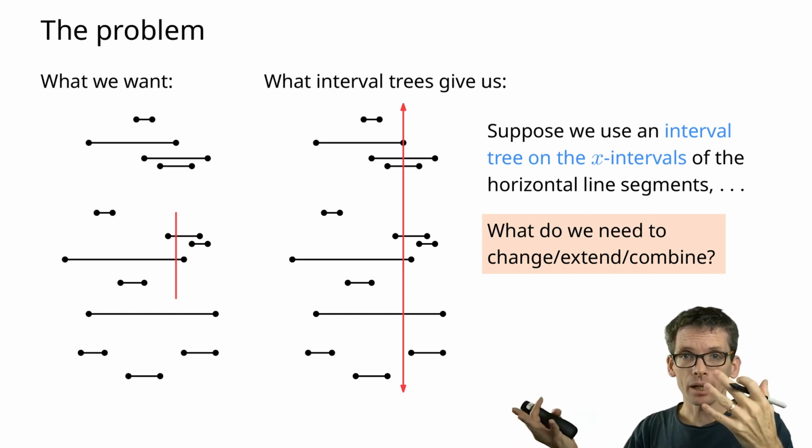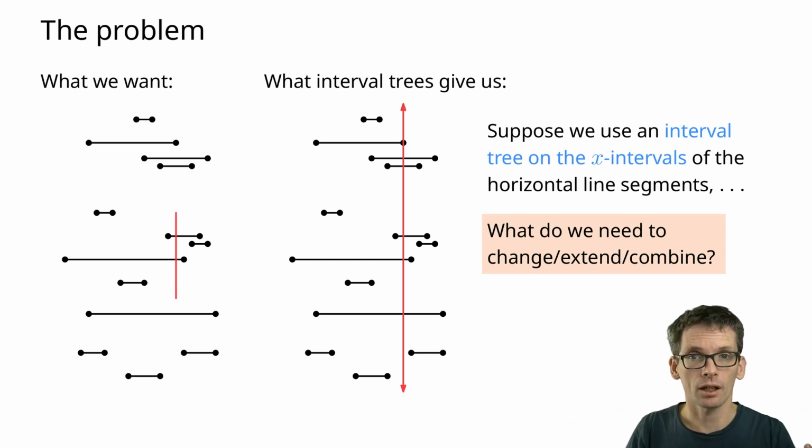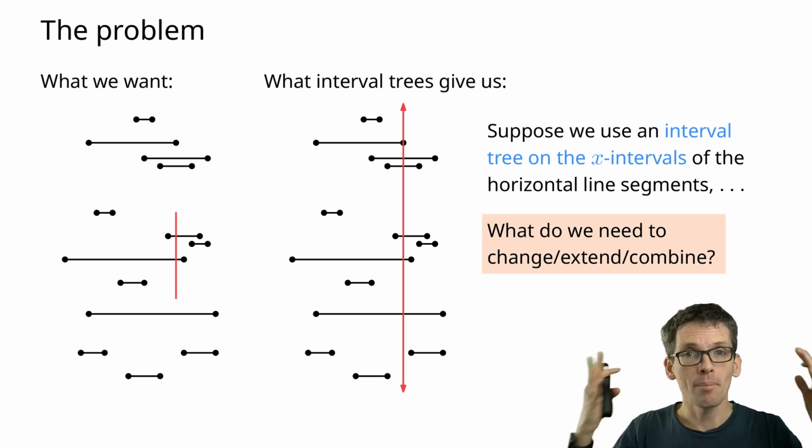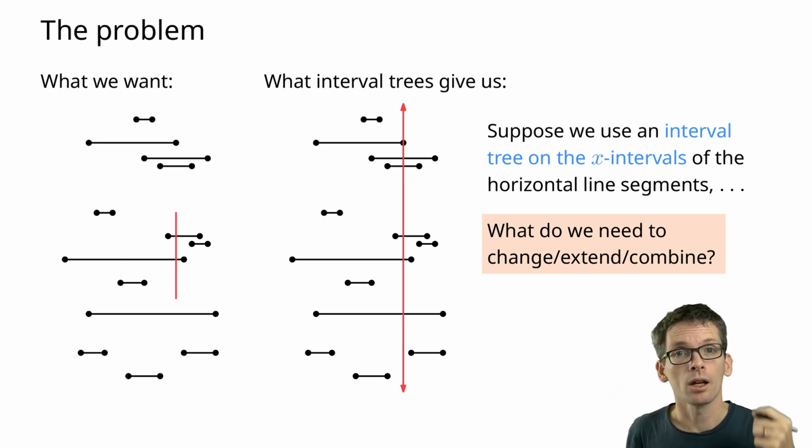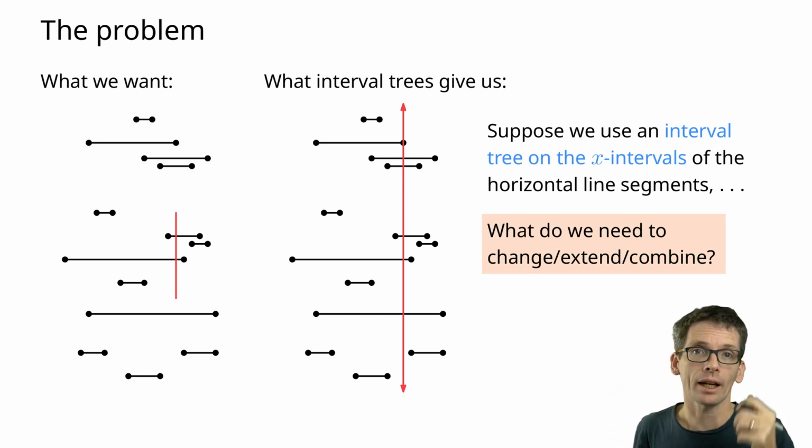What do we take as main data structure? What do we take as an associated data structure? The main data structure now is an interval tree, and we have to think about, okay, what's our associated data structure? Okay, let's have a look.